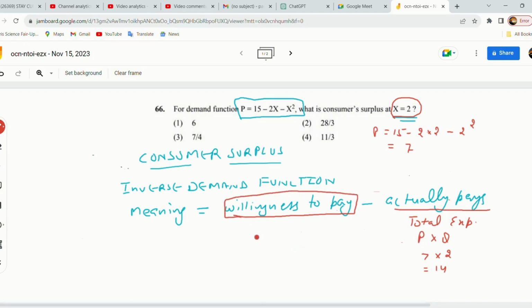So this is 14, but the question is how to calculate consumers' willingness to pay. For that, we do integration of this given demand function, which is the inverse demand function, from 0 to 2, with respect to quantity dx. I will explain how to solve this integration, and then we subtract total expenditure. But before this, I will explain the meaning of consumer surplus using a demand curve, linear as well as non-linear. So let's jump onto the next slide.